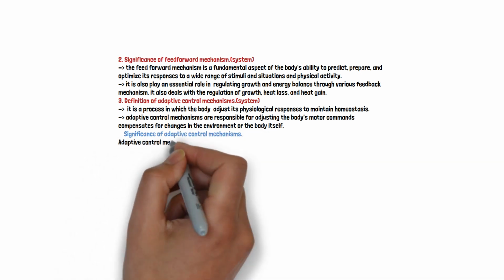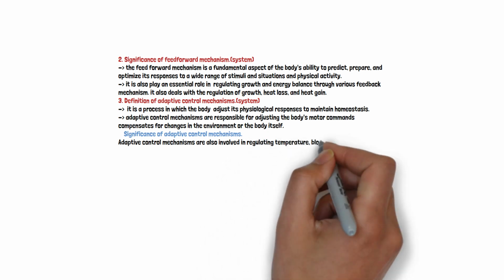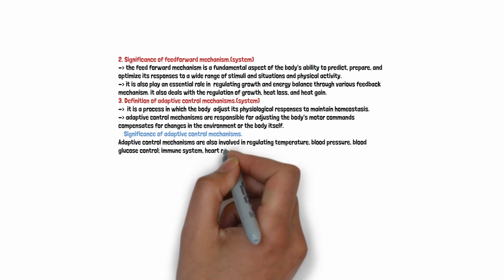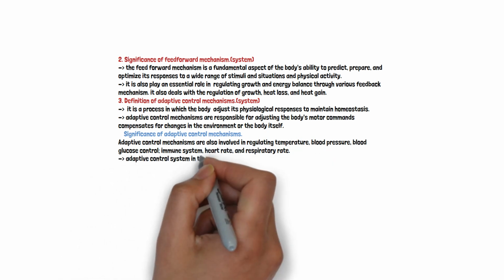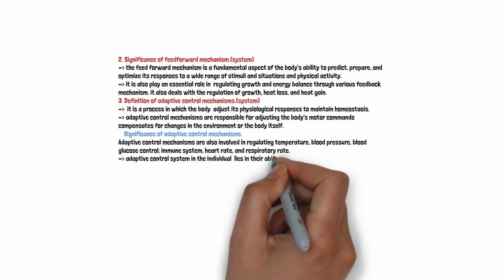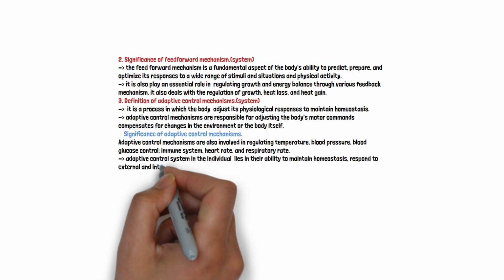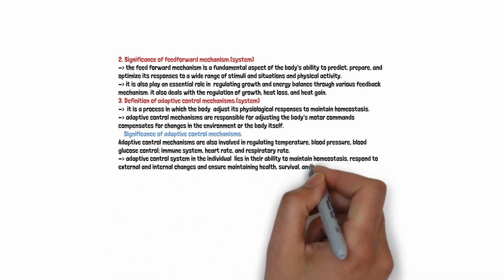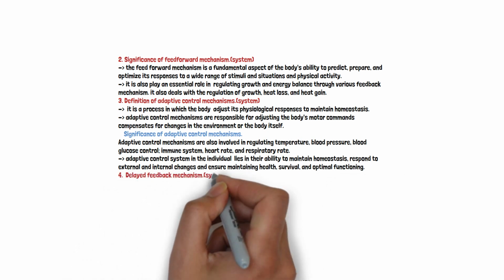Significance of adaptive control mechanisms. Adaptive control mechanisms are also involved in regulating temperature, blood pressure, blood glucose control, immune system, heart rate, and respiratory rate. The significance of the adaptive control system in the individual lies in its ability to maintain homeostasis, respond to external and internal changes, and ensure health, survival, and optimal functioning.